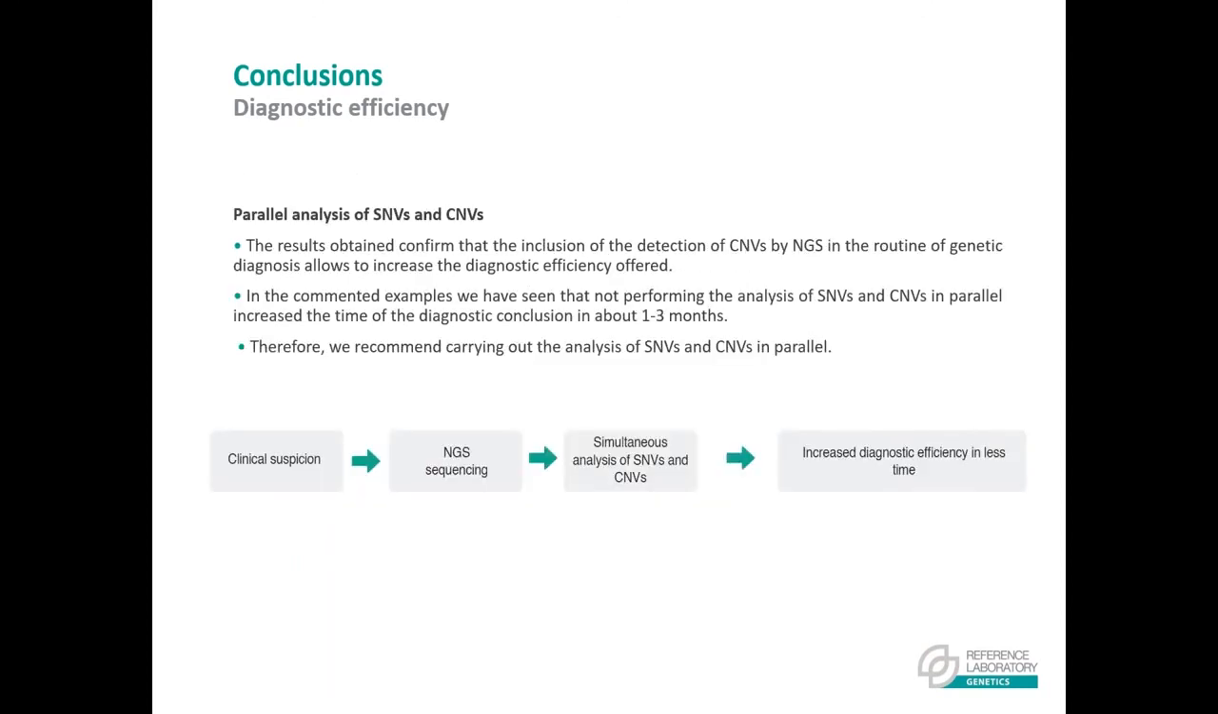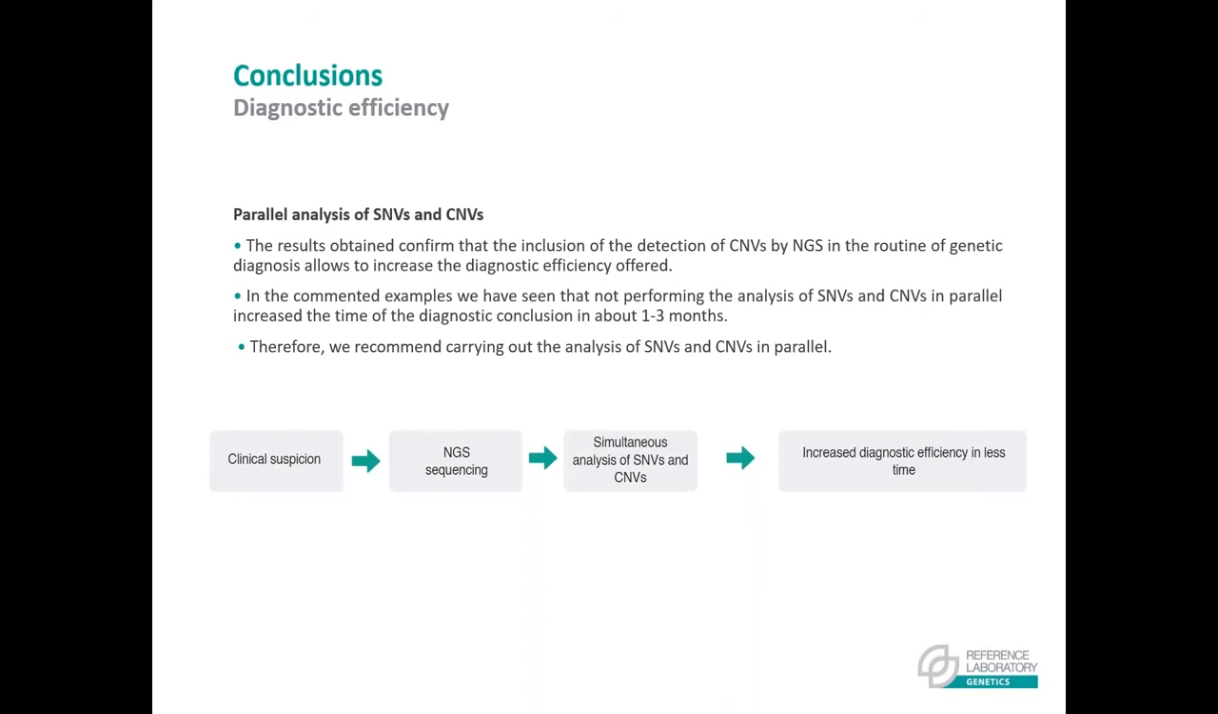The results obtained confirm that the inclusion of the detection of copy number variants by NGS data in the routine of genetic diagnosis allowed us to increase the diagnostic efficiency of FARET. In the examples, we have seen that not performing the analysis of single nucleotide variants and copy number variants in parallel increased the time to diagnosis conclusion by about 1 to 3 months, having cases with more than 1 year to obtain the diagnosis.